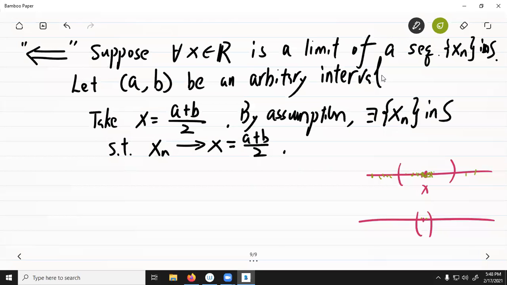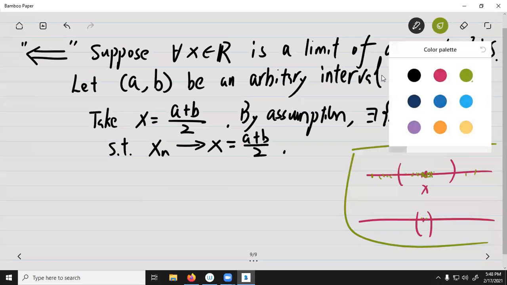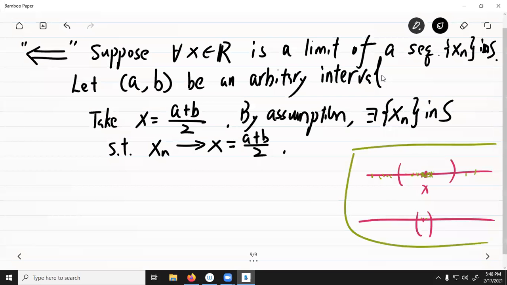But this is not a proof. You need to prove it. This is the idea, which will help you to understand why this is true. But you need to prove it. When we prove it, we have to use the definition of convergence, which says for any epsilon greater than 0, there exists a capital N such that blah, blah, blah, right?